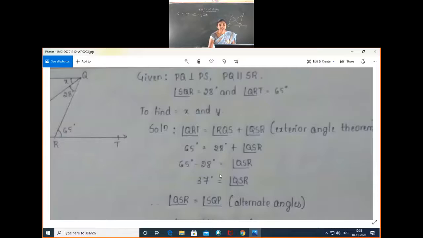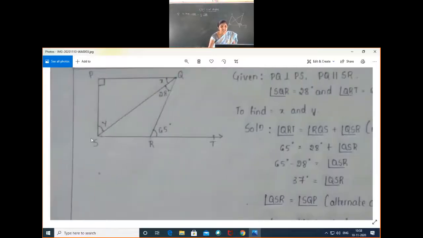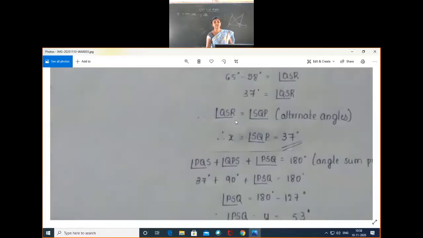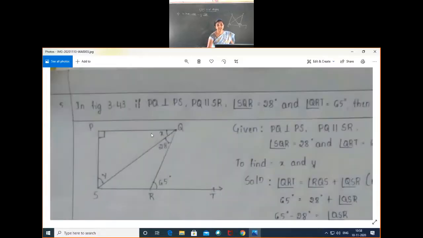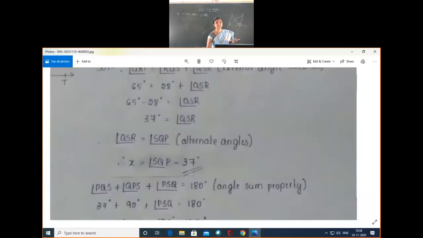So then this QSR is equal to angle x, because x and QSR are interior alternate angles. Therefore x is equal to 37 degrees. We got the value of x as 37 degrees. Here, according to the given data, it is 90 degrees. 90 plus 37 plus y is equal to 180, because of the angle sum property of a triangle.